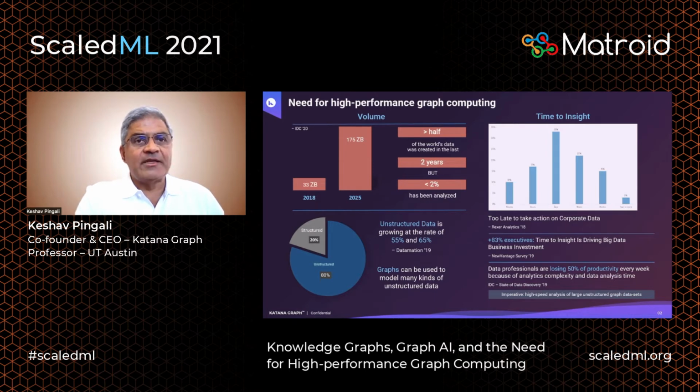When it comes to the volume of data, all of us are familiar with these terms like data tsunami, data flood, data deluge. What all these apocalyptic terms mean is that the world has generated an enormous amount of data, and we're generating new data at an accelerating rate. And so if you go to sources like IDC, for example, you see numbers like by 2025, the world would have generated 175 zettabytes of data. More than half of the world's data has been created in the last 2 years, but less than 2% of it has been analyzed.